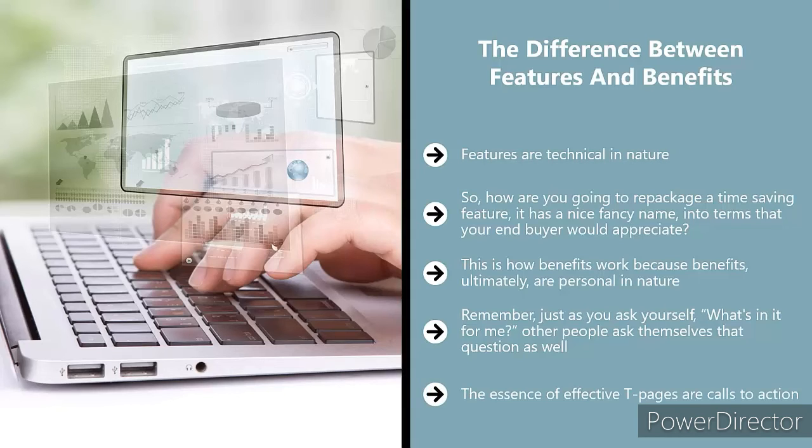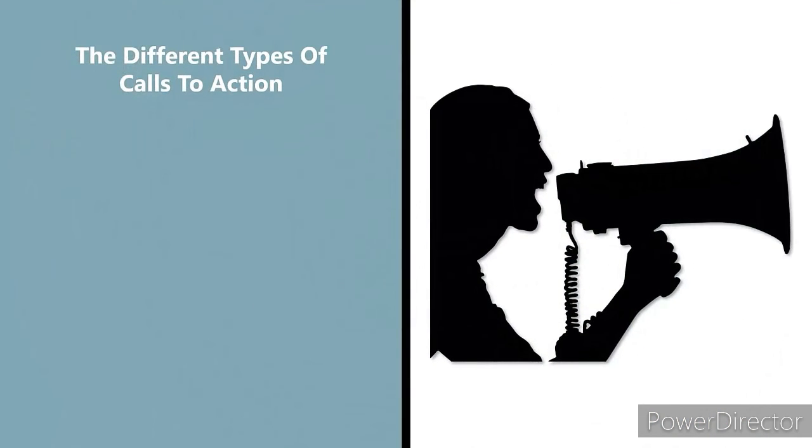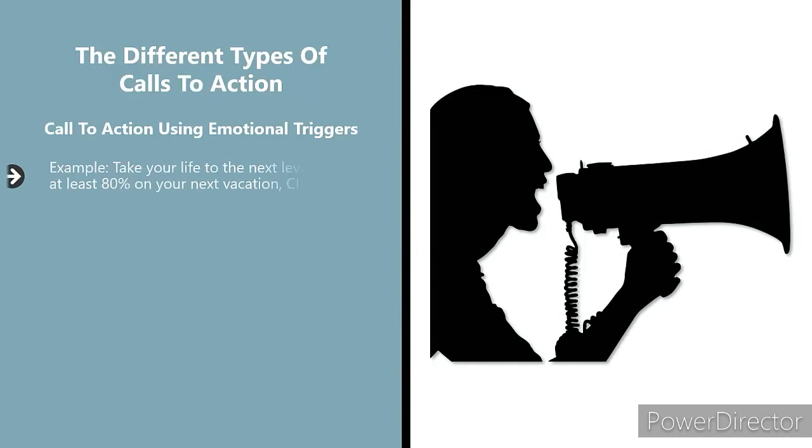The essence of effective T pages are calls to action. They have different forms, but the key to them is emotional impact. When crafting a CTA, call to action, emotionally tie the reader to the benefit they will get if they buy the product or service. The different types of calls to action. Call to action using emotional triggers. Example, take your life to the next level by saving at least 80% on your next vacation. Click here.